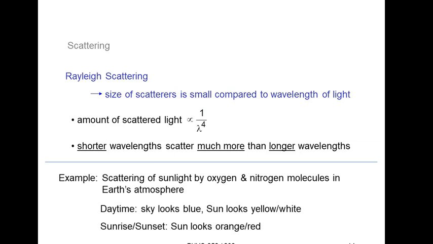Okay, so this is the answer to why our sky appears blue. If you look at the scattering of sunlight in our atmosphere by primarily oxygen and nitrogen, we know that on a nice sunny day, if you look at a portion of the sky, it appears bluish. And if you look at the sun, which you shouldn't without proper eye protection, or see a photograph of the sun, it appears sort of yellow-white. But at sunrise or sunset, if you look towards the sun, it looks more orangey red. So you can explain this by Rayleigh scattering.